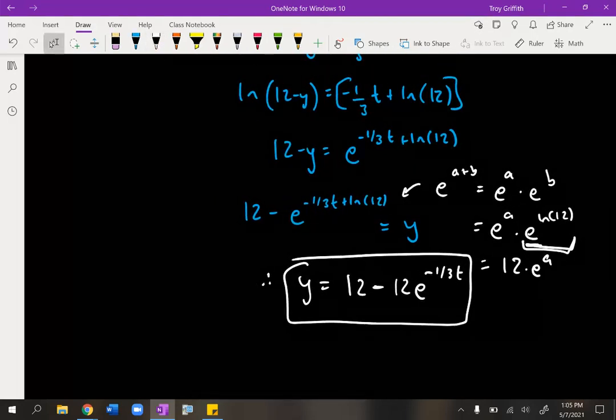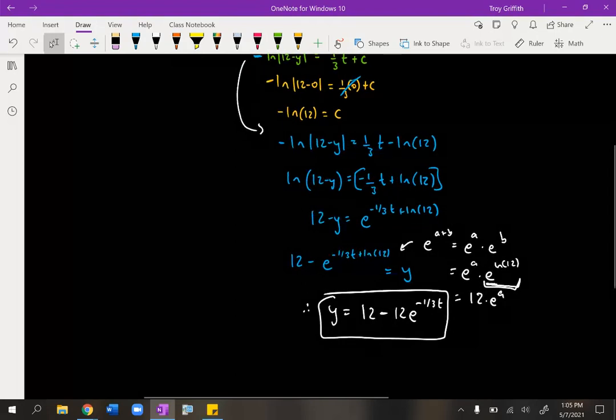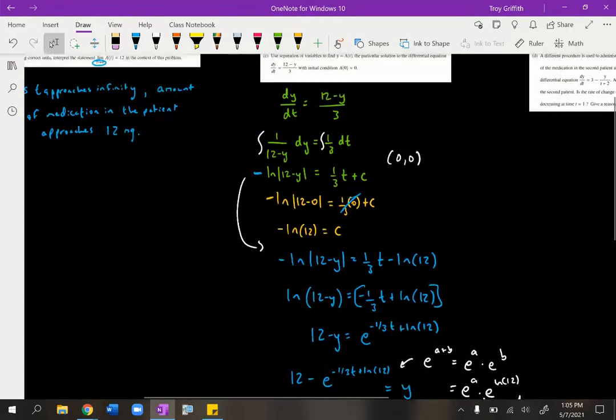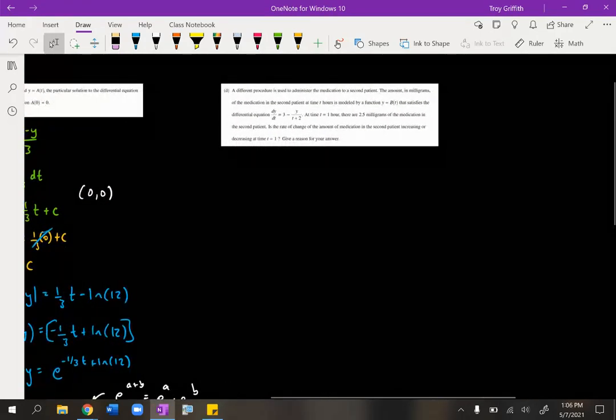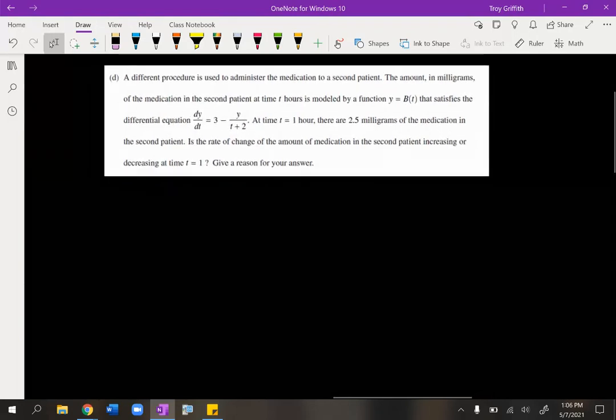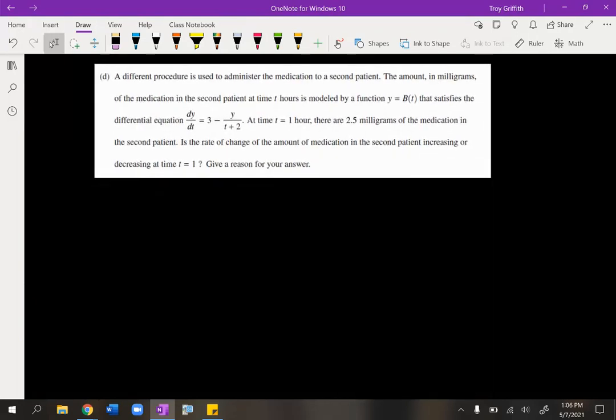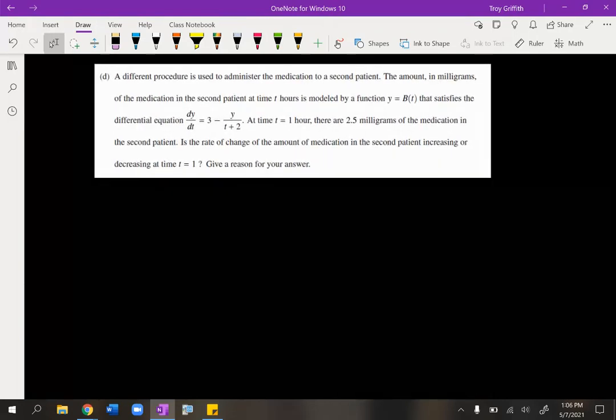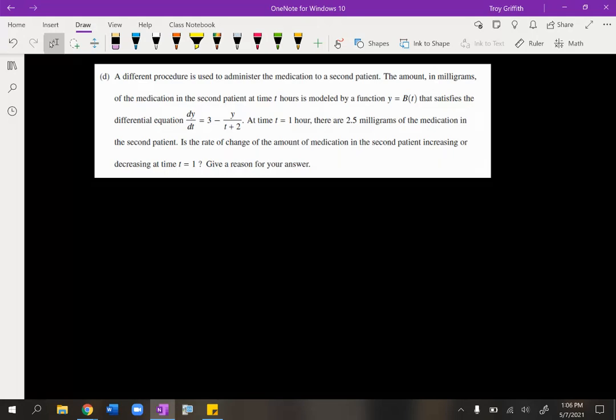And so this is usually worth about 4 or 5 points on one of these, and that last point comes from solving for y. And last but not least, we come over here to letter D. It says a different procedure is used to administer the medication to a second patient. The amount of milligrams of the medication in the second patient at time t hours is modeled by, and it gives us a differential equation that satisfies that function.